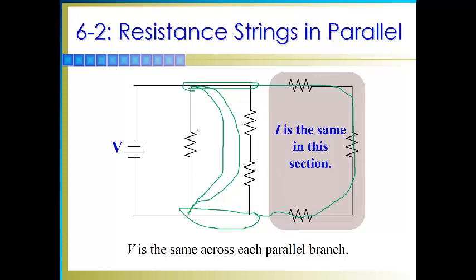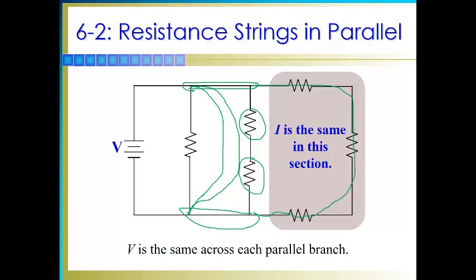However, if you look, branch 1 only has one resistor. Branch 2 has two resistors connected in series. So to find the total resistance on this branch, we can just add this resistor plus this other resistor to give you the total resistance on this one, right?